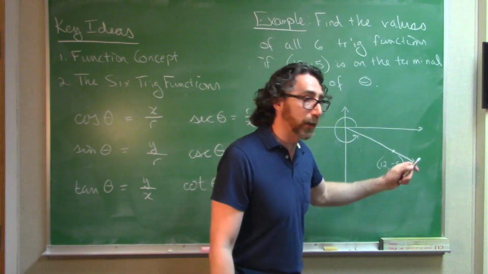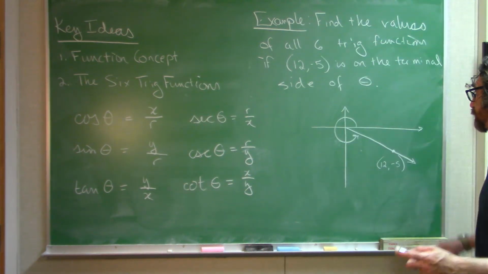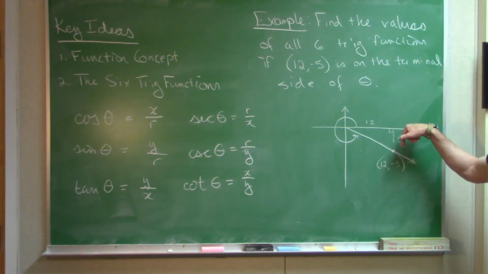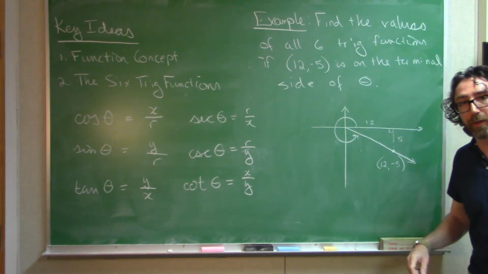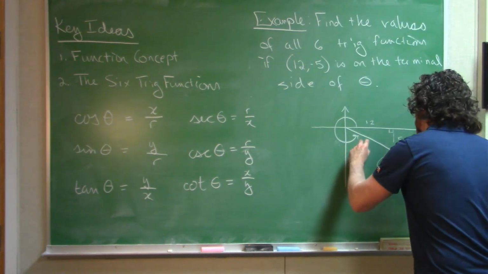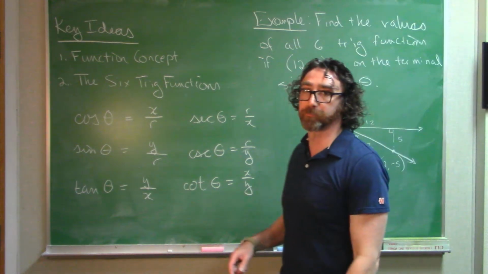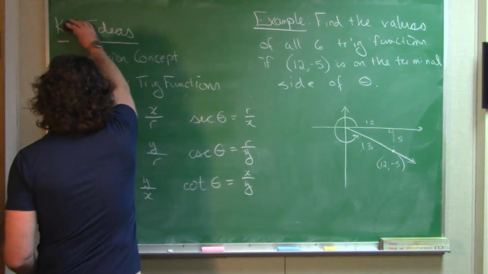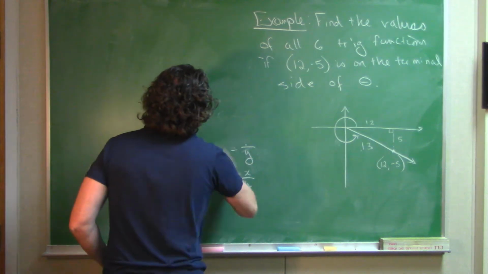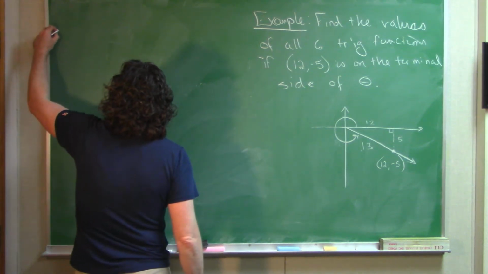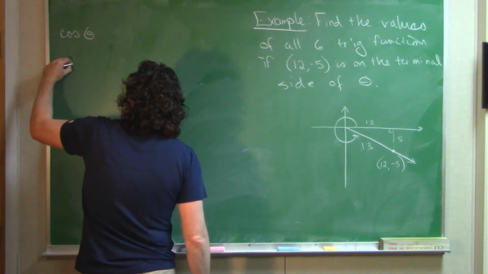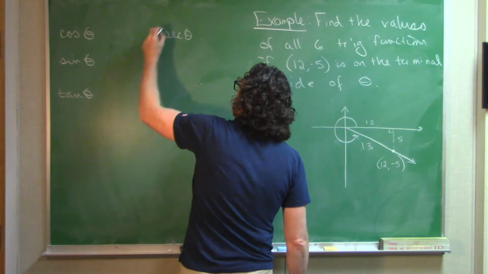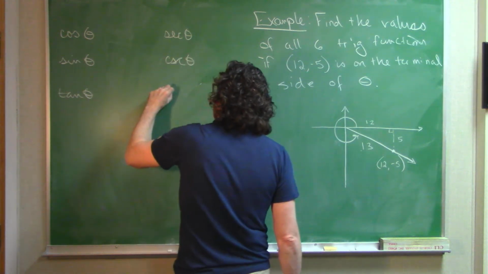All right, so I got my x-coordinate, I got my y-coordinate. I need to know my distance from the origin. Okay, simple application of the Pythagorean Theorem. That side length is 12, that length is 5. 5 squared plus 12 squared, 169. Square root of that, 13. So my distance from the origin is 13. Okay, so I'll go over here and find the values of my 6 trig functions. Okay, so cosine theta, sine theta, tan theta, secant theta, cosecant theta, cotangent theta.